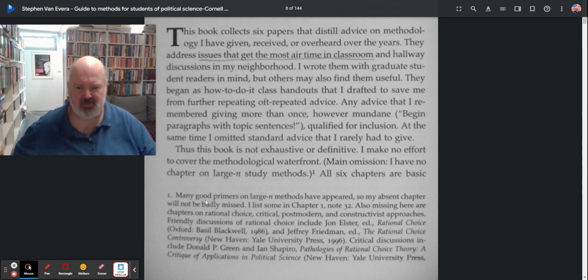Now he says, in footnote 1, many good primers on large-N efforts have appeared, so my absent chapter will not be badly missed. I list some in chapter 1, note 32. Missing here are chapters on rational choice. In other words, also missing in his book are chapters on rational choice, critical, postmodern, and constructive approaches. For friendly discussions on rational choice, see Jon Elster's Rational Choice, and also Elster's other books, such as The Nuts and Bolts of Social Science. These are very good books.